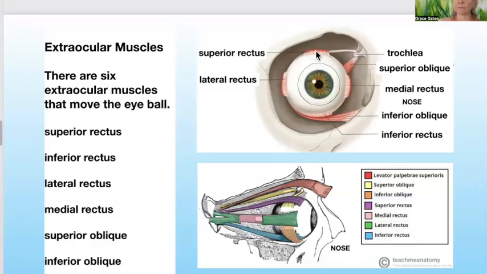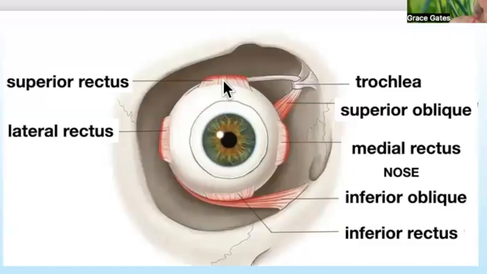And here we see a superior rectus. It is superior to the eyeball. An inferior rectus, inferior to the eyeball. Lateral rectus and medial rectus, exactly where we would expect them, lateral and medial to the eyeball. And then the more complicated superior oblique and inferior oblique.